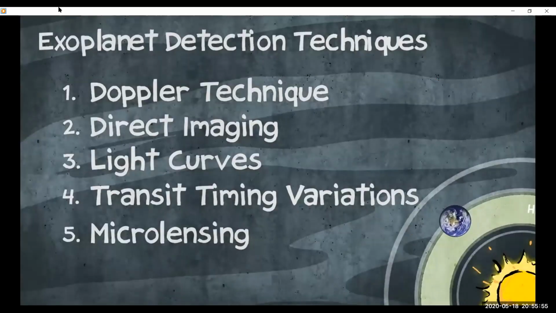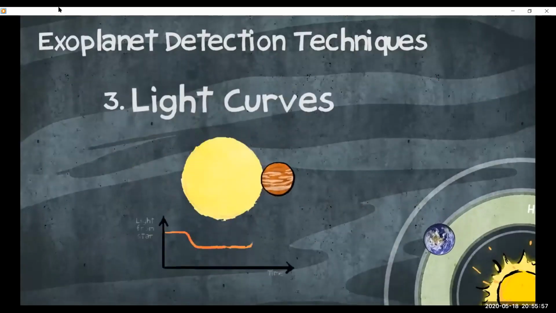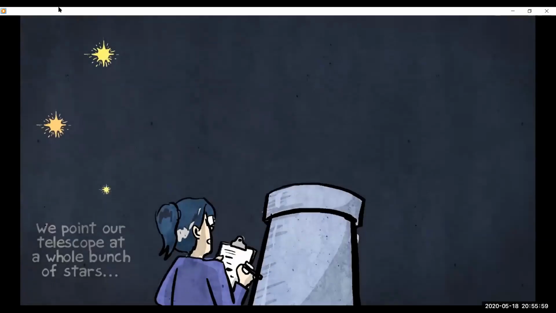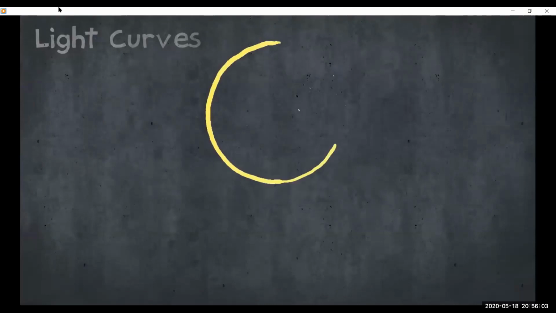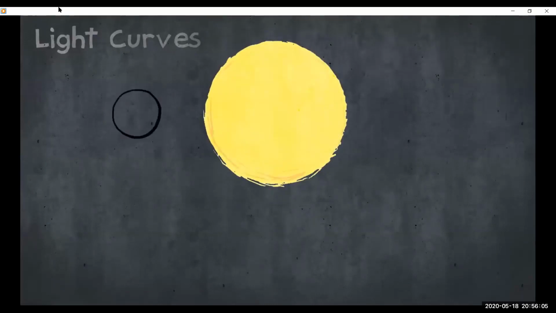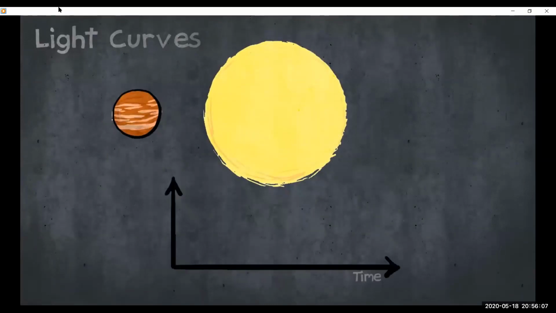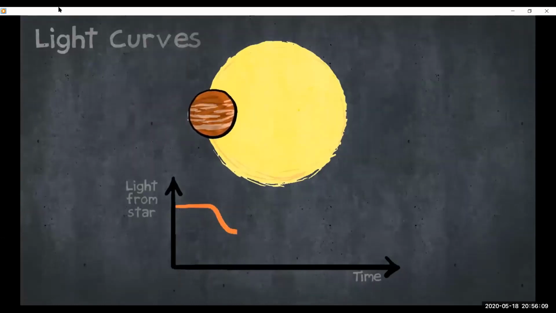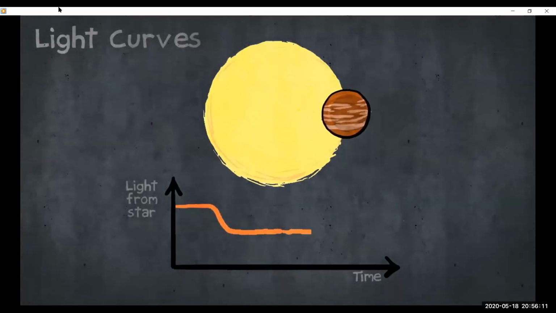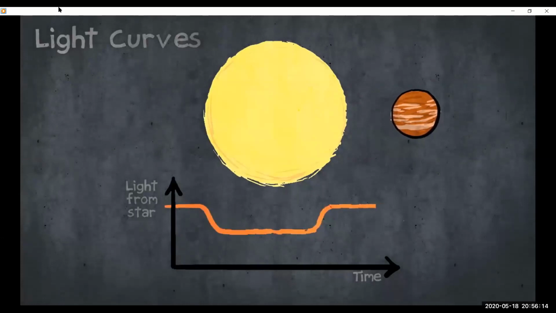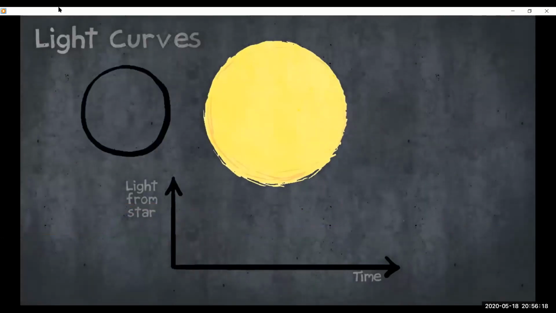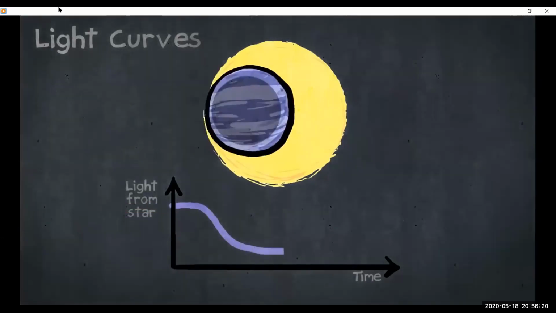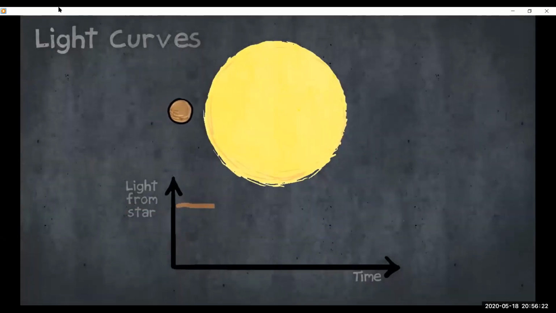And then there's like light curves that are searching for planets that transit. What we do is, again, we point our telescope at a whole bunch of stars and we just track how much light we can see from them. And if we're staring directly face on and you have a planet and it goes in front of the star, the light from the star goes down, so you just see a constant dip. And then it leaves the star and slowly goes back up. You try to find dips, periodic dips in light. You have a big planet and a small star, look how deep that goes. There's a tiny planet, that little dot right there, causing this tiny little dip in light.